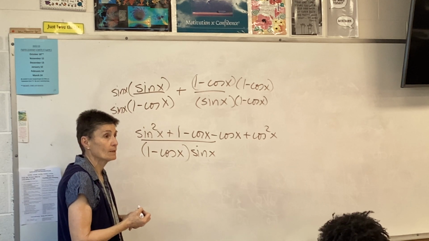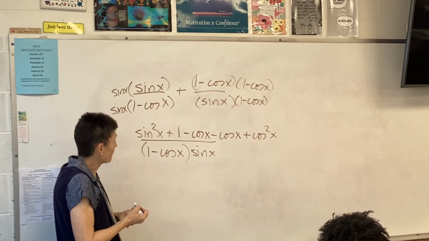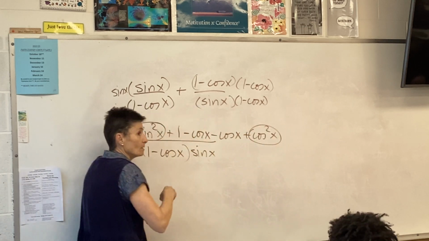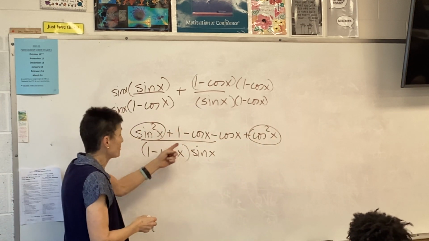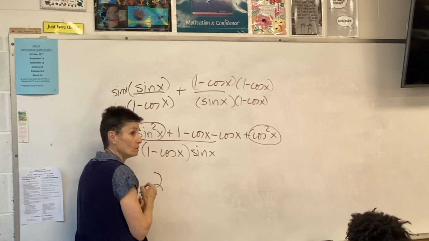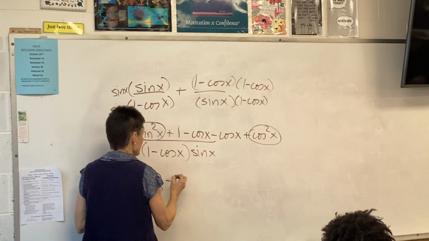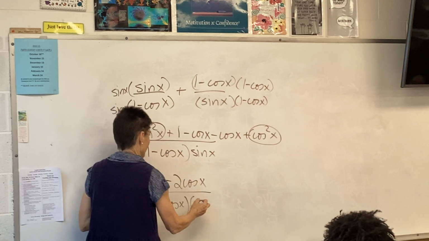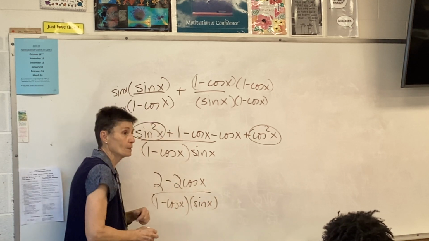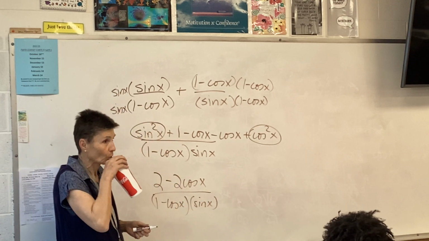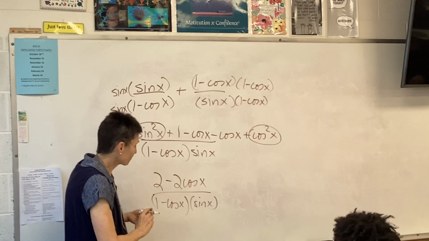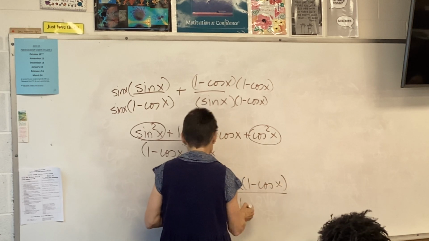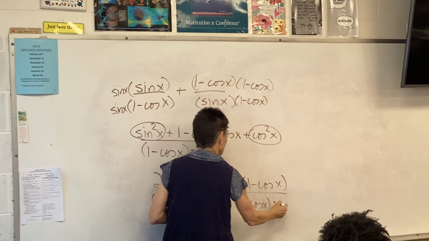Right? Now, what do you notice about that top? First of all, do you see this and this? What does that make? 1, and there's another 1, so I have a total of 2. And there's 2 of those, so 2 minus 2 cosine. Now, do you notice anything about the numerator? I know somebody say you can factor out a 2. And what's so awesome about factoring out the 2?